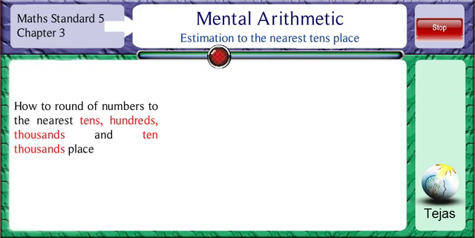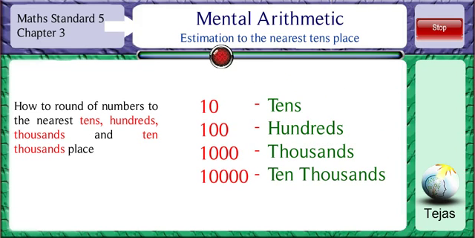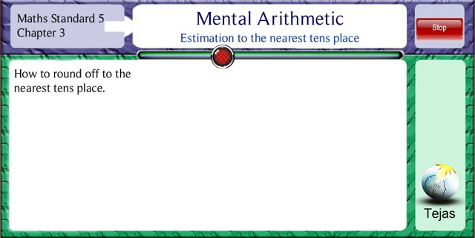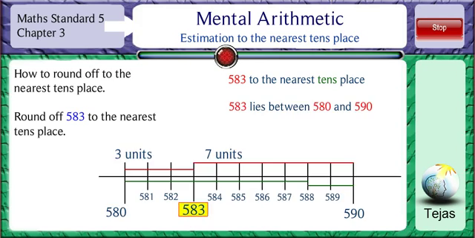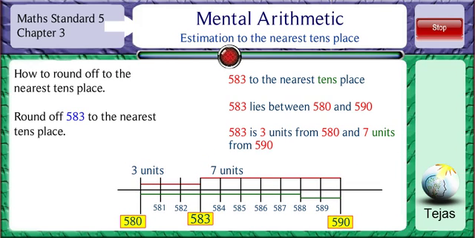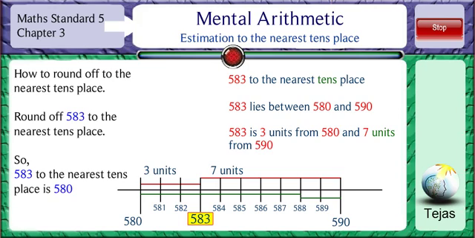Let us see how to round off numbers to the nearest tens, hundreds, thousands, and 10,000s place. Rounding off to the nearest tens place. Can you round off 583 to the nearest tens place? 583 lies between 580 and 590. 583 is 3 units from 580 and 7 units from 590. So rounded off 583 to the nearest tens place would be 580.